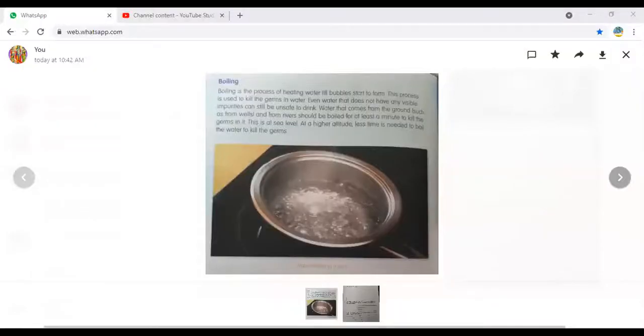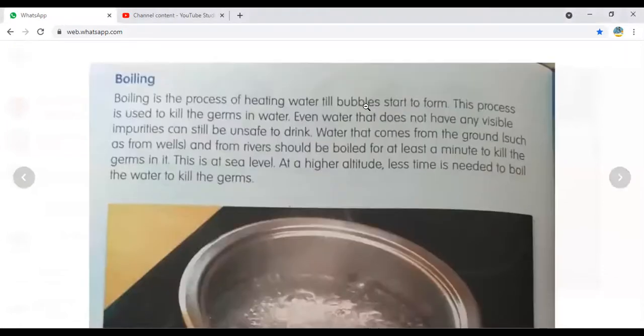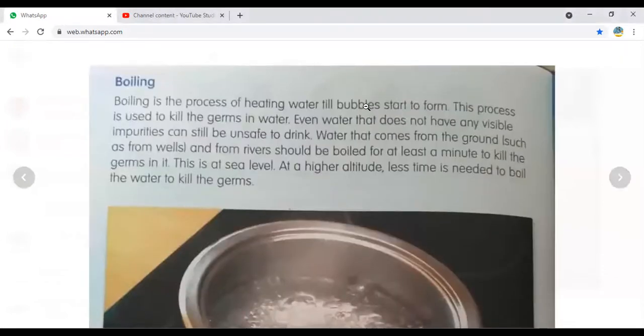You can see here boiling. Boiling is the process of heating water till it bubbles. When the water is heated, it starts boiling. Bubbles are created, and then we have the boiling method.